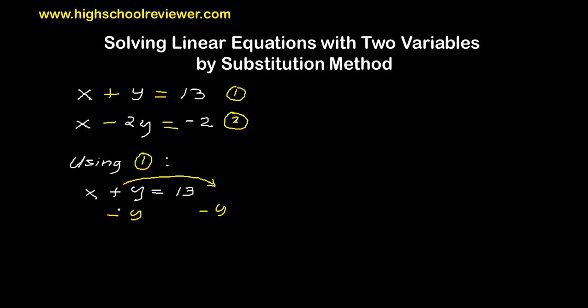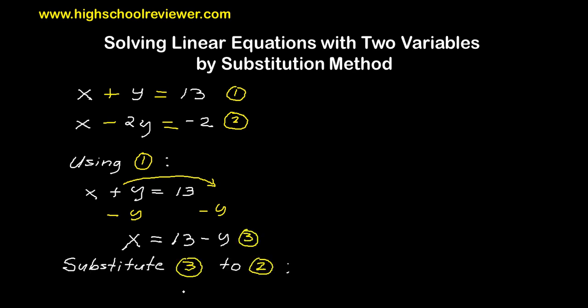Since positive y minus y is 0, we will just bring down x here. So x will be equal to 13 minus y. And we are going to call this our equation 3. And using the substitution method, we are going to substitute our equation 3 to our equation 2. Now you might be asking, why equation 2? We will use equation 2 because we already used equation 1.